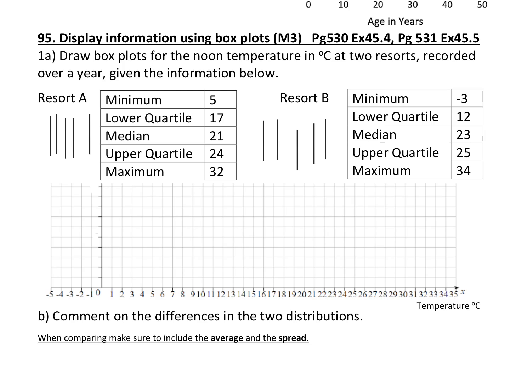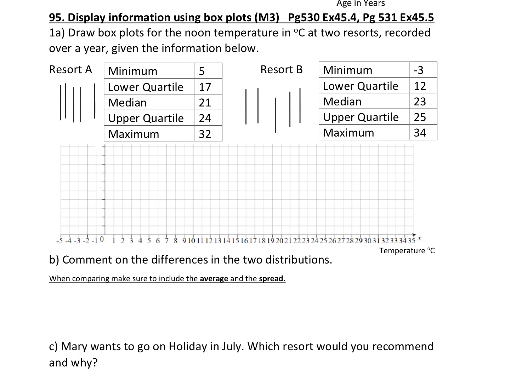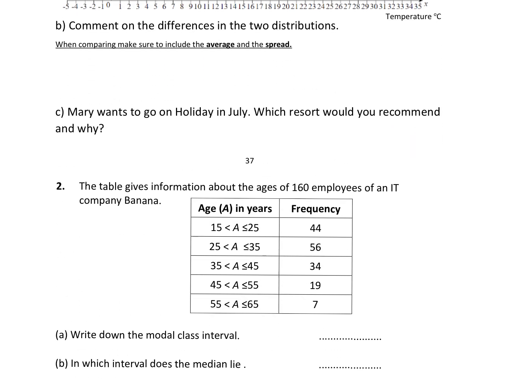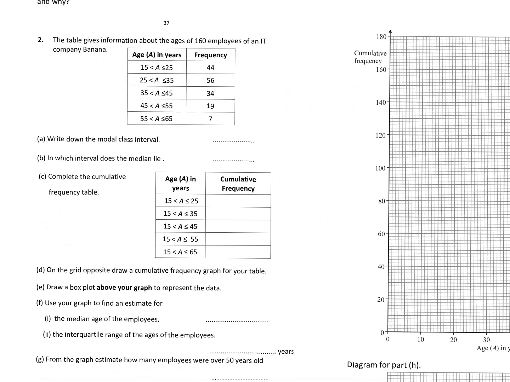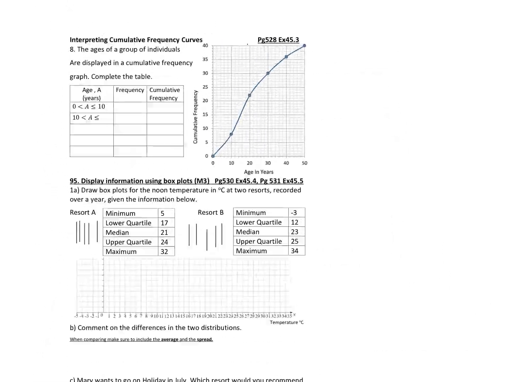In this video, we're going to display information using box plots. First of all, we'll do it from a table, and then we'll do it from a cumulative frequency graph. If you're revising, you can pause the video and have a go at question 1. And then we've got question 2. You'll probably need to print that out to be of any use. And that's it. Okay.